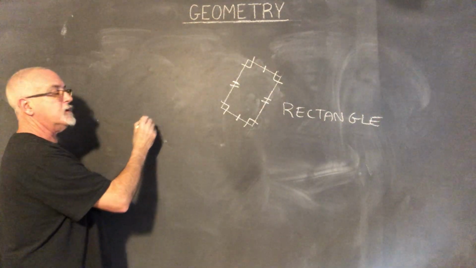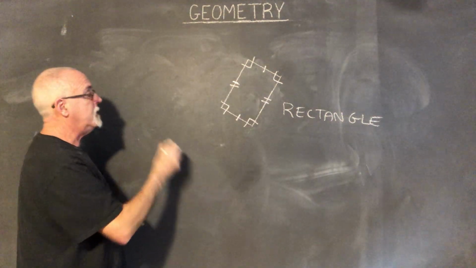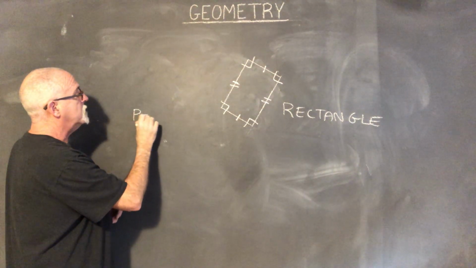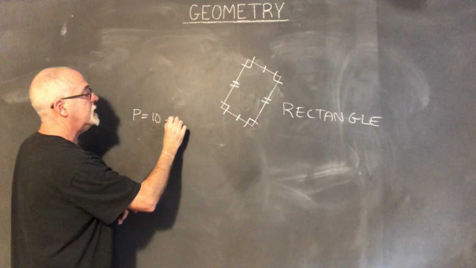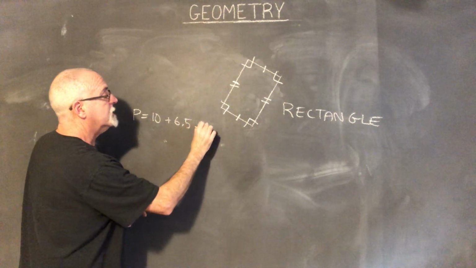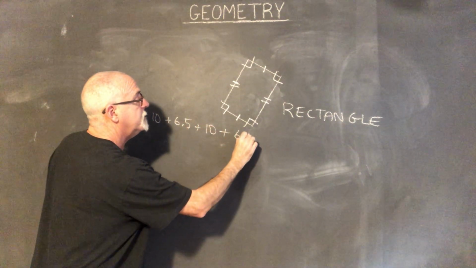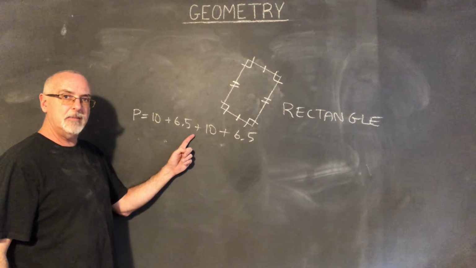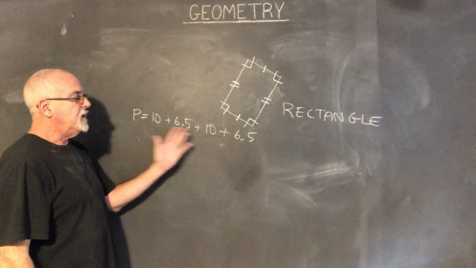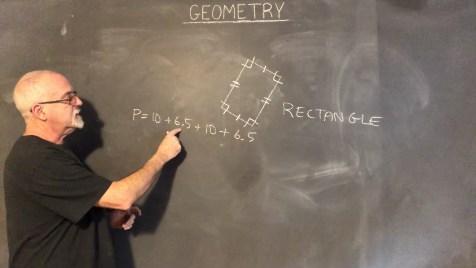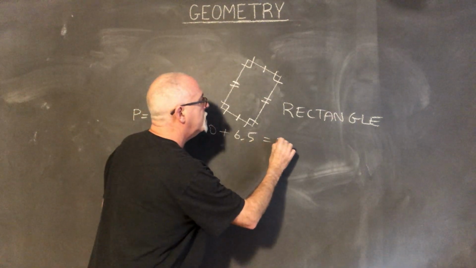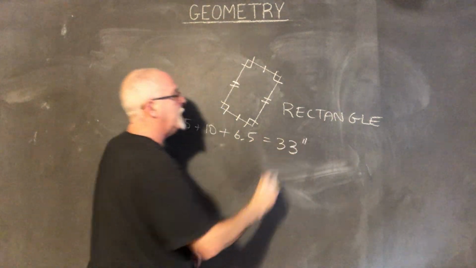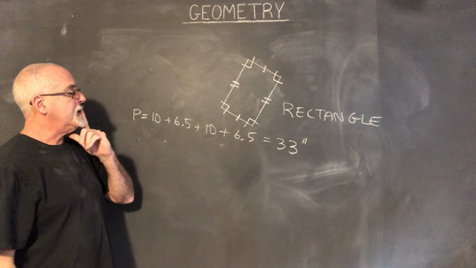The perimeter of this one, because I measured and I was careful, is going to be 10 inches plus 6.5 inches plus 10 inches plus 6.5 inches. Not exactly the same as it is with the square, where all of them would be the same. But 10 plus 6.5 is 16.5, plus another 16.5 is going to be 33 inches. That is my perimeter of this rectangle.